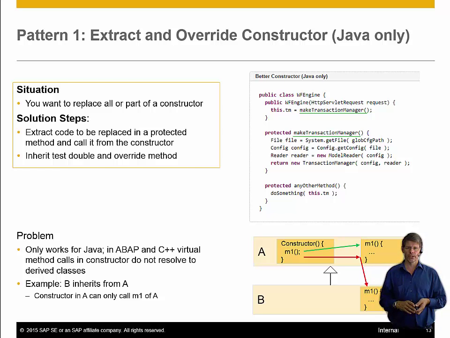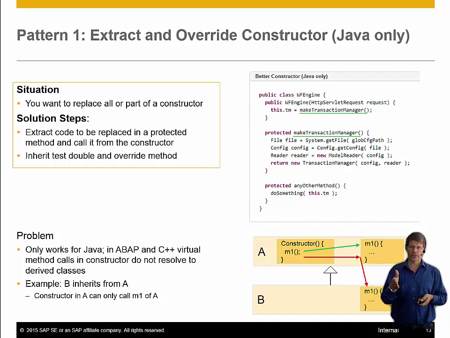This is the philosophy of ABAP and C++, and Java lets you call down. So it means if you have a method overridden, it will be called right away, even in the constructor. So this solution works nicely in Java. What you don't like, you put into a protected method, and then in the test double, which you make inherit from this, or in the test case, you create not this class.